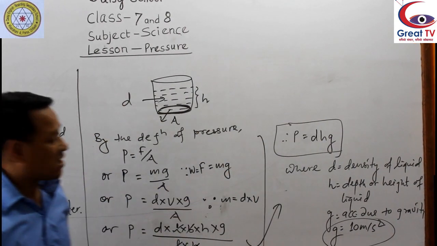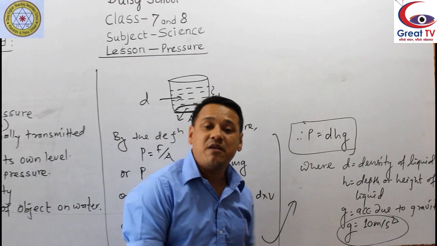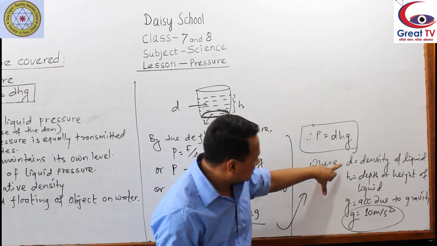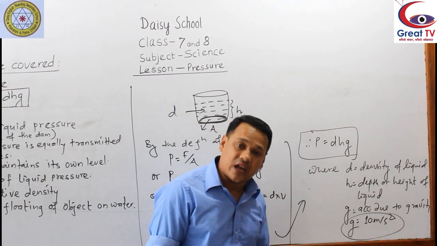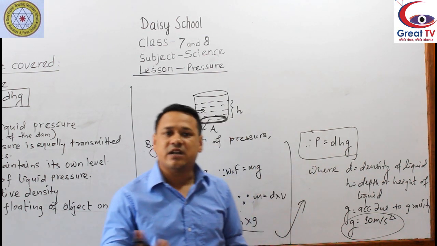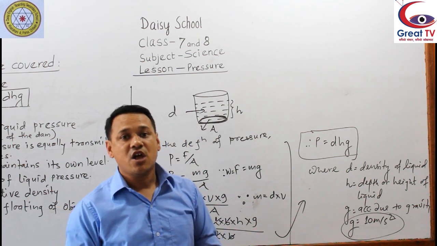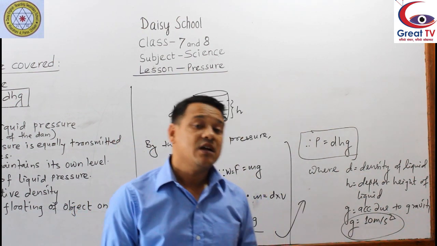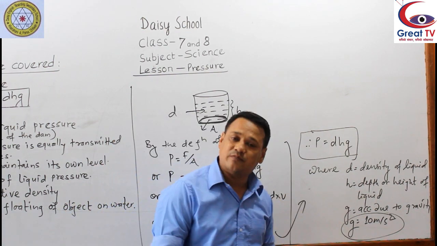So we have proved P equals rho h g, which means liquid pressure depends on these three factors: density of the liquid, depth or height of the liquid, and acceleration due to gravity. Density of water is 1000, density of mercury is 13,600. So pressure given by mercury is more than that of water, because the density of mercury is more.